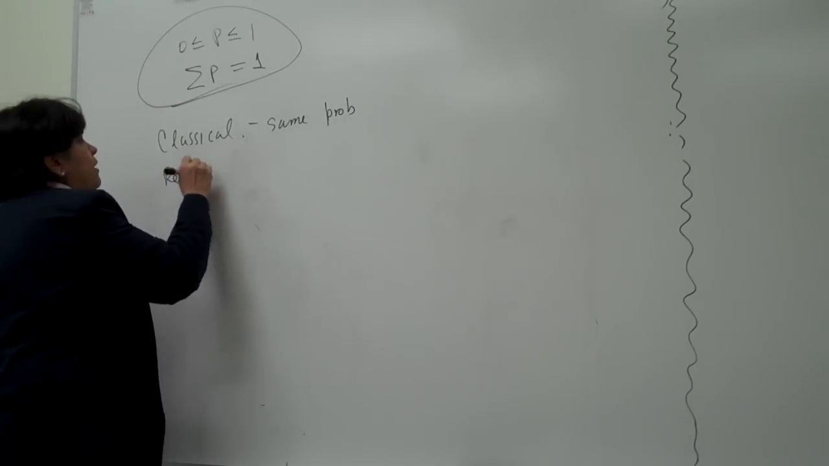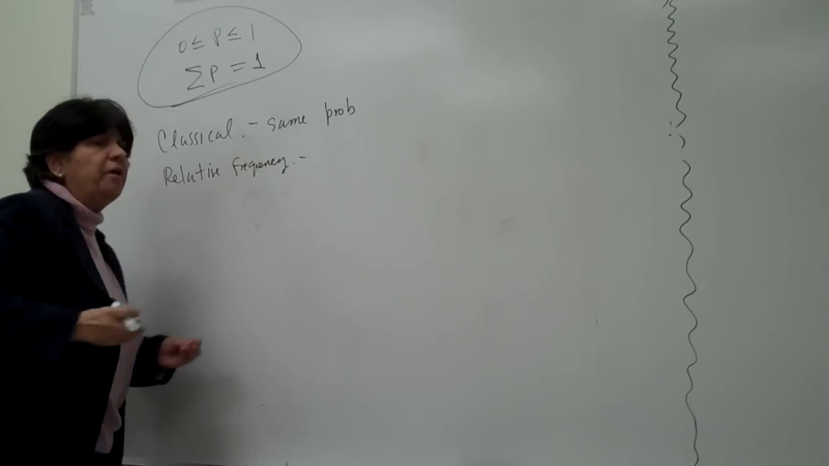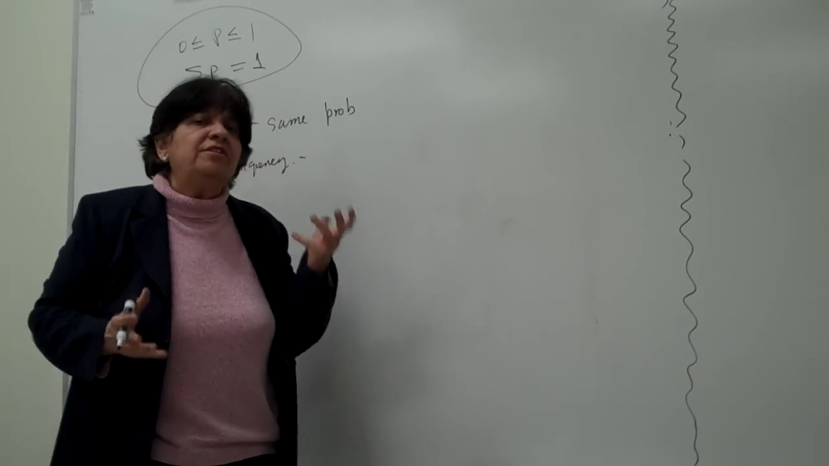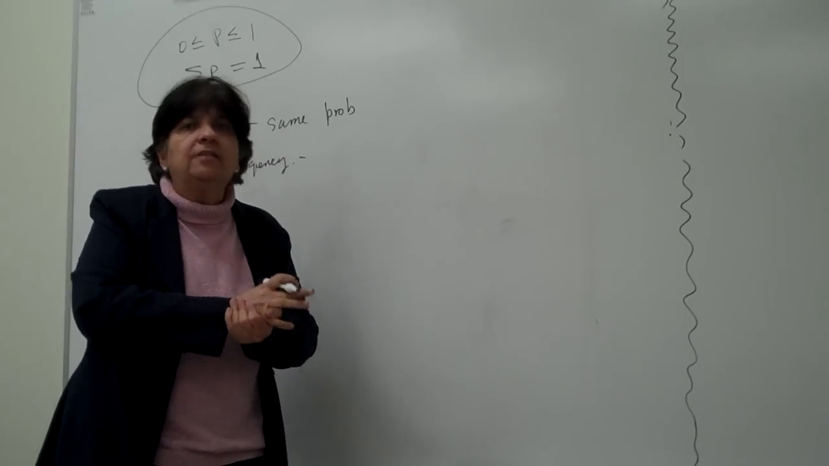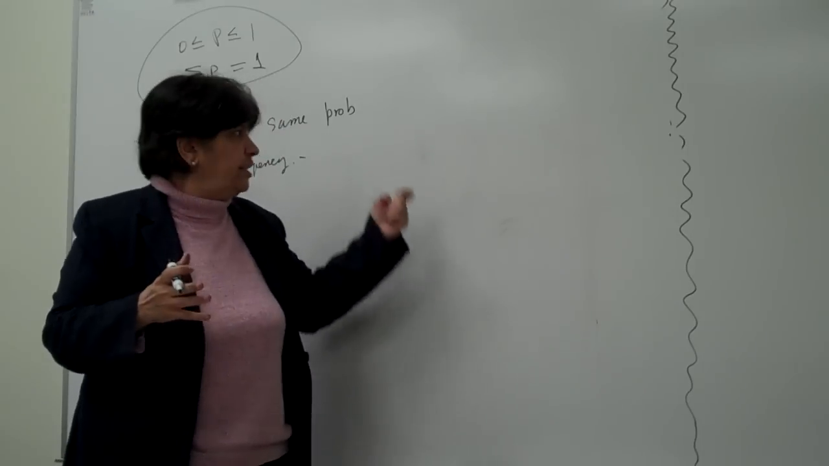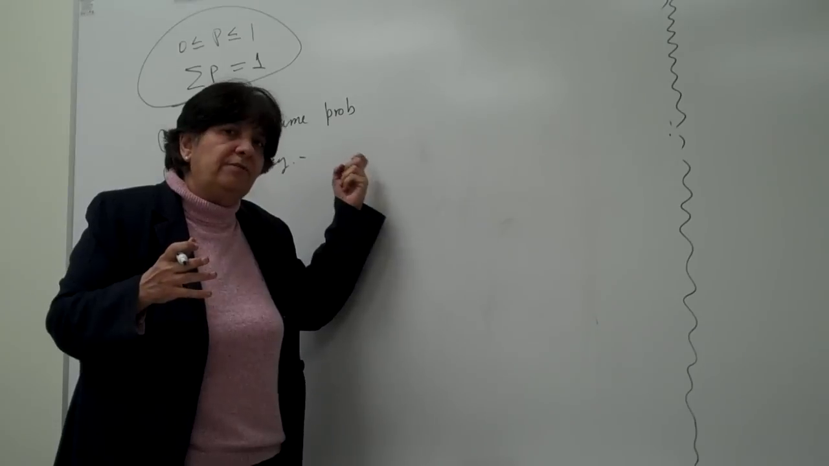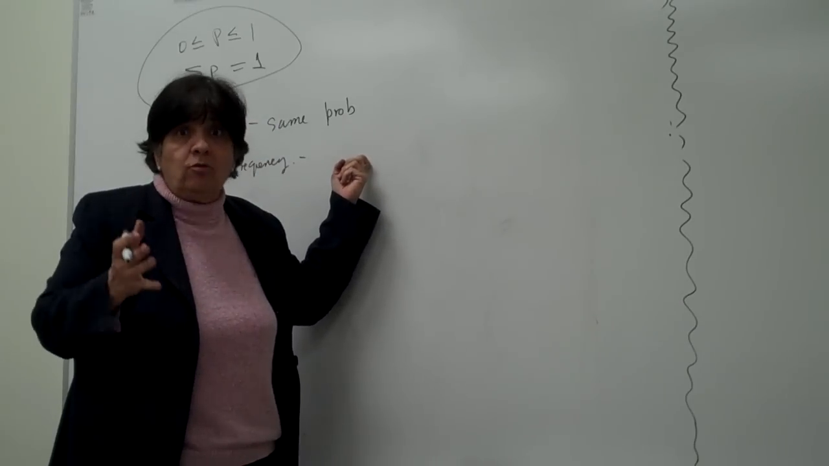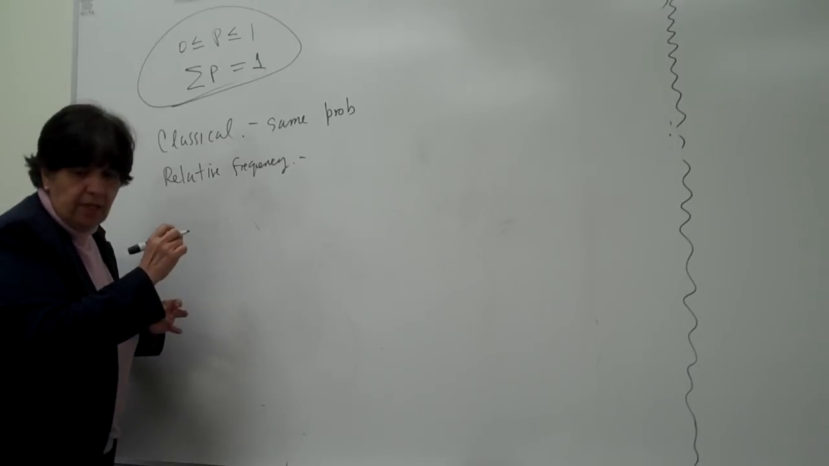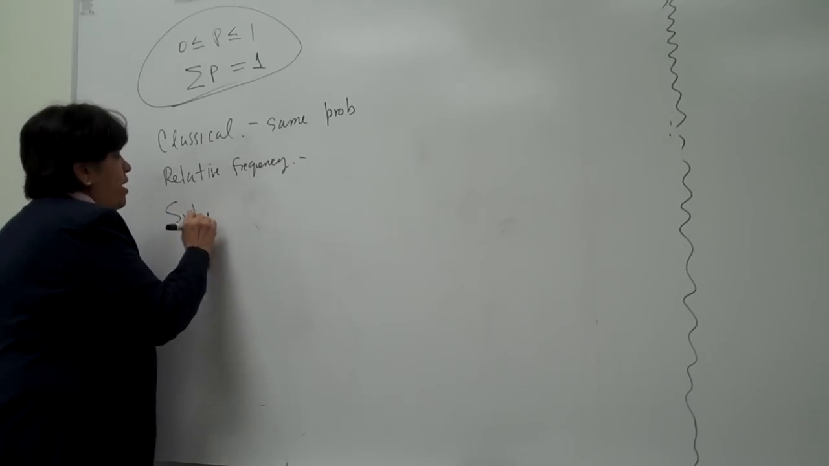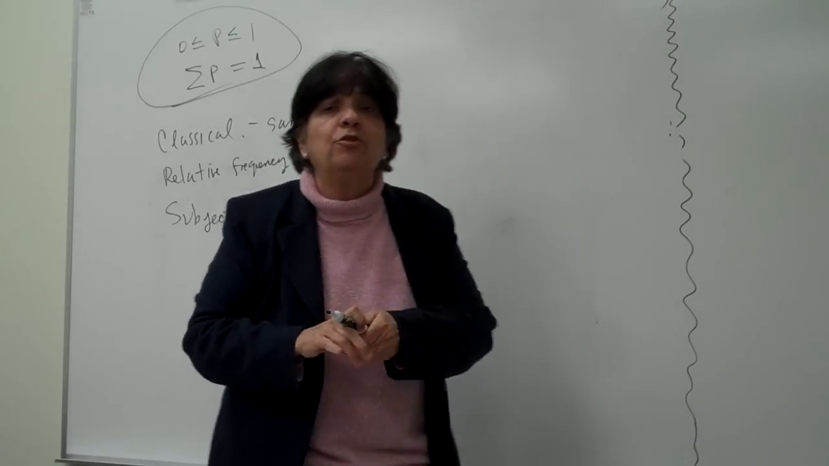Relative frequency is when we use historical data and we say, well, how many times that particular outcome happened? And depending on that, we assign probabilities. Let's say that 30% of the time these outcomes happen, so the probability for that particular outcome would be 0.3.